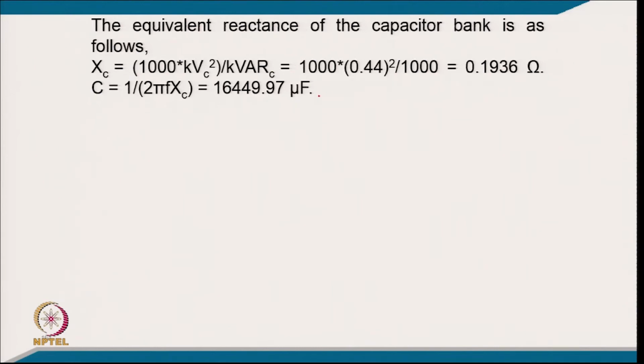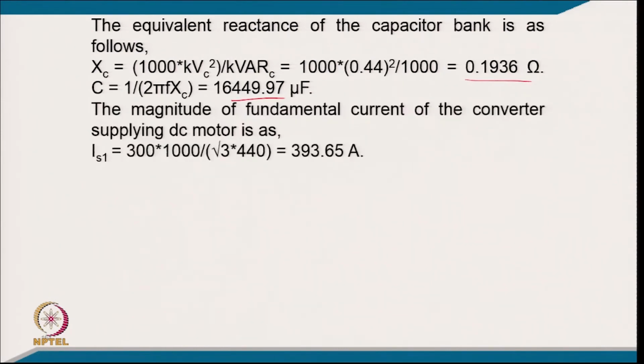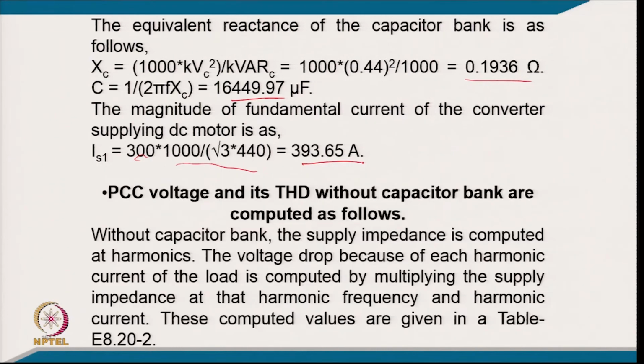Then the equivalent reactance of the capacitor bank from this relation comes 0.936 and the capacitance 116,449.97. The magnitude of the fundamental current of the converter supply, from this 300 kVA, comes 393.65 ampere. The PCC voltage and THD without the capacitor bank are computed as follows.